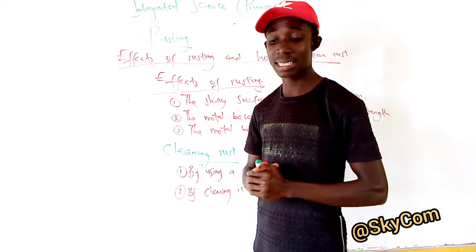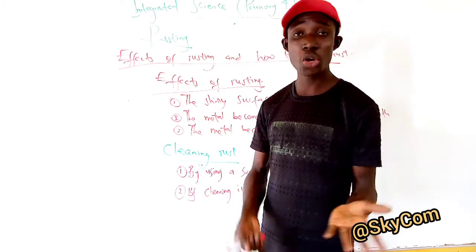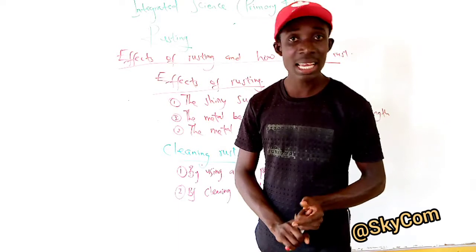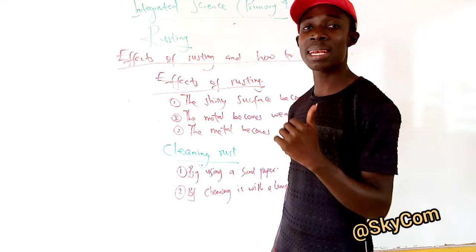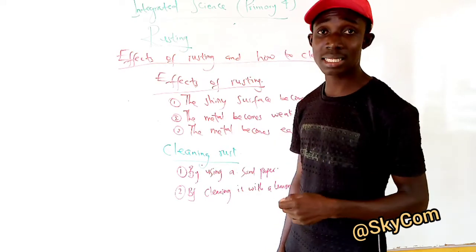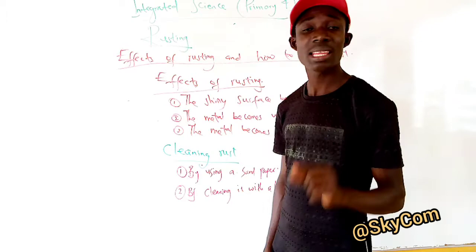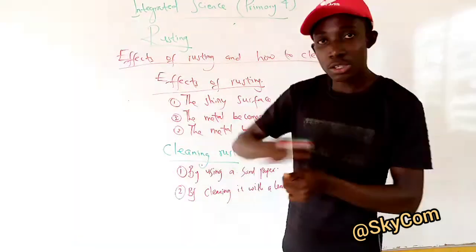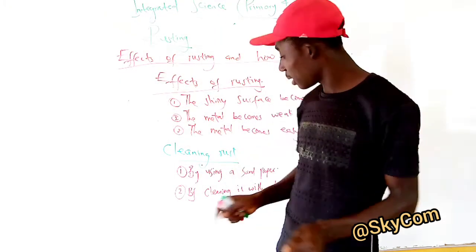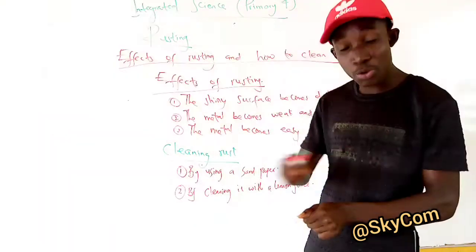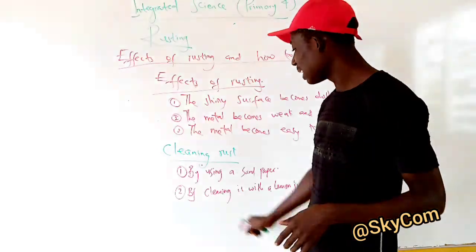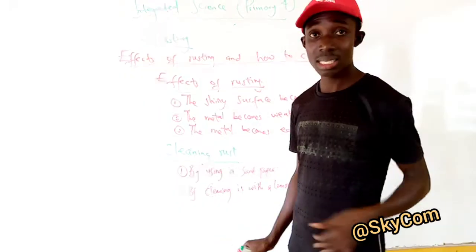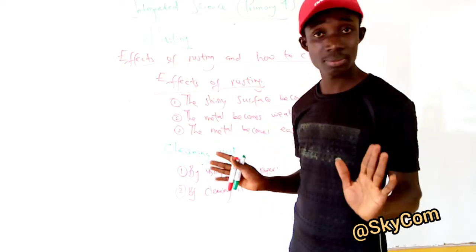It's time for an exercise. Since now you know what rusting is, what causes rust, the effects of rusting, and also how to clean rust: as soon as you realize that you have a knife in your house and it starts to rust, what are you supposed to do? You quickly take a sandpaper and you scrape it off. You rub the sandpaper on it like that, and the rust will just go off. Or you can just clean it with lemon juice. You can pour lemon juice on it and you clean it, it will go.